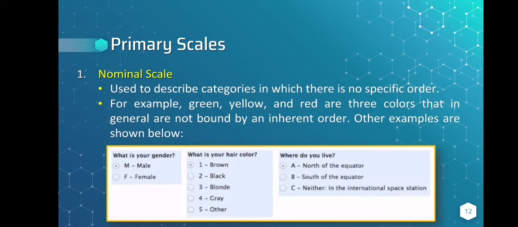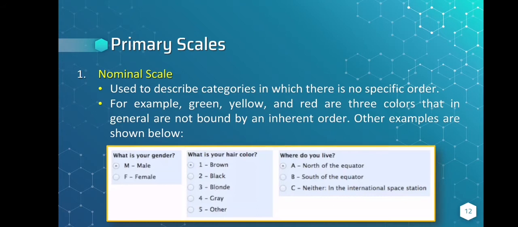The next topic is the primary scales. There are four primary scales in analyzing data. Let us discuss them one by one. The first is the nominal scale. Nominal scales are used to mark variables that have no numerical significance.